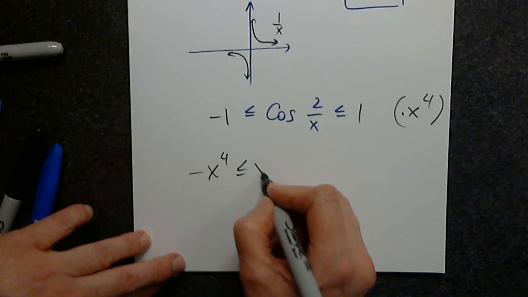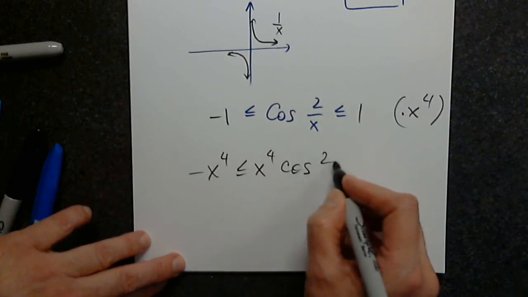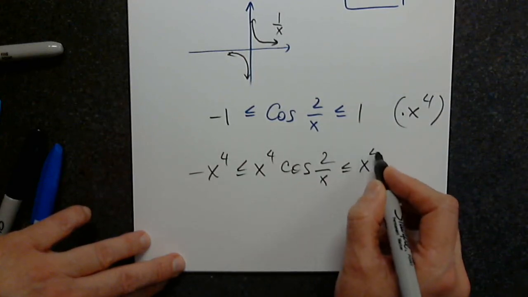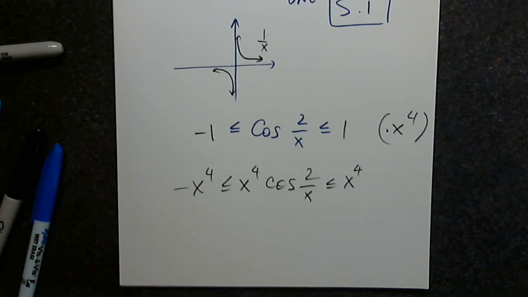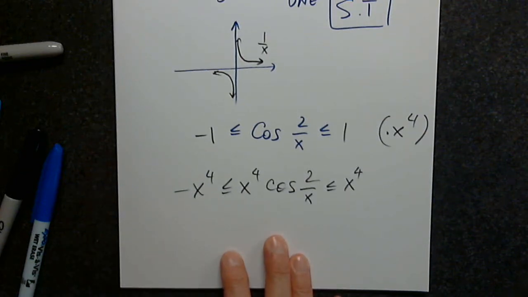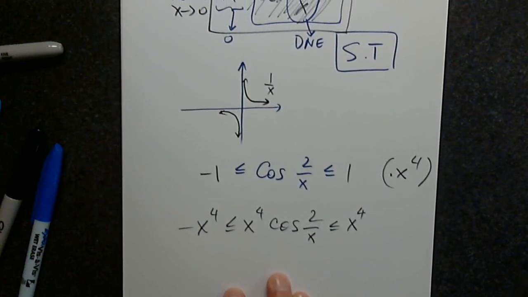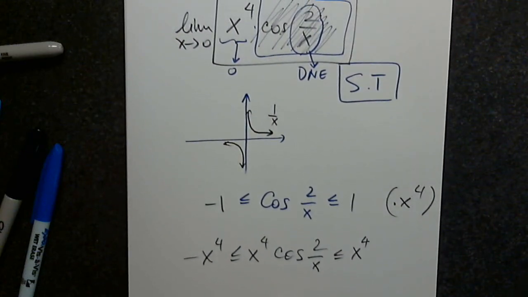Negative x to the fourth less than or equal to x to the fourth cosine 2 over x less than or equal to x to the fourth. Is this okay so far? Are you okay? You're not feeling well? So sorry. I hope to see you on Monday. Is this okay? So you got -1 and 1 from trig. Yeah, the maximum is 1, the minimum is -1.